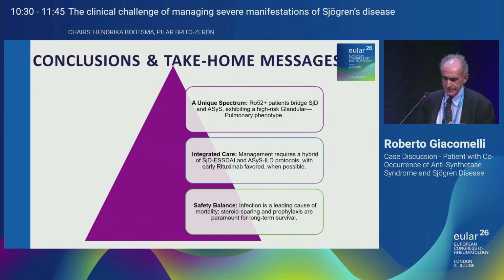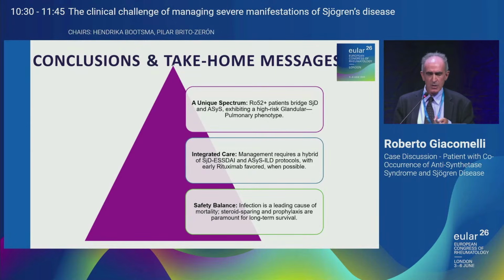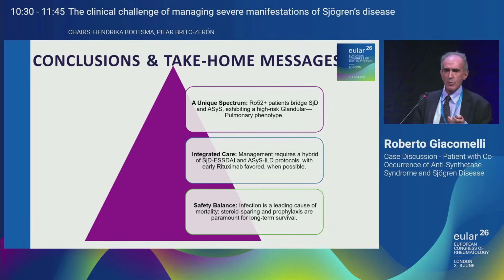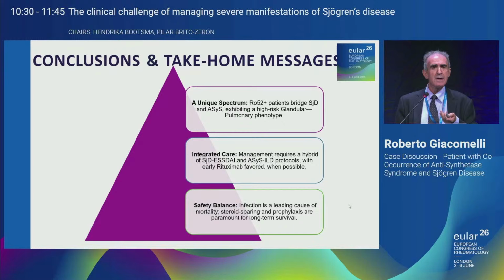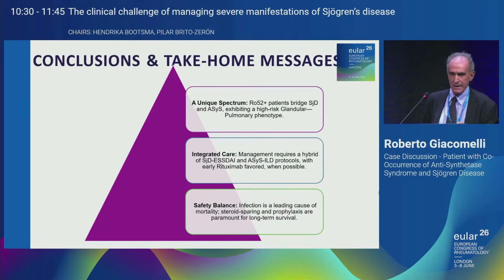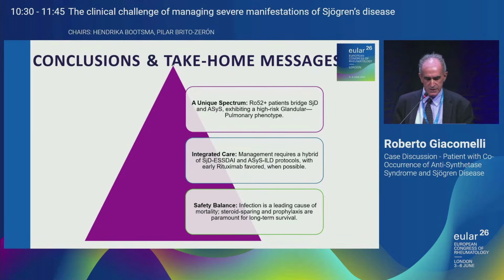So in conclusion, the take-home message is that there is probably a unique spectrum of the disease marked by the positivity for Ro52 in patients with a classic severe pulmonary phenotype. We have to choose an integrated care for these patients due to the severity of the disease, and also to find a balance between the aggressivity of our treatment and the safety and infectious risk of these patients.